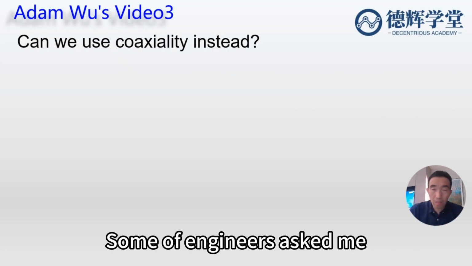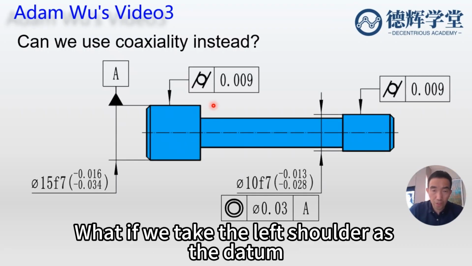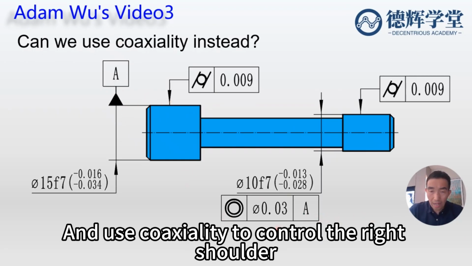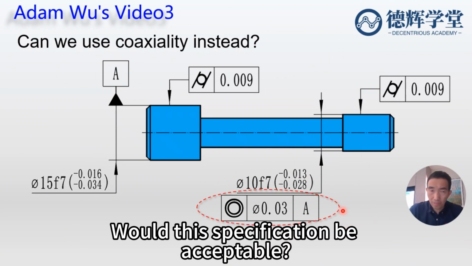Some engineers asked me, what if we take the left shoulder as the datum and use coaxiality to control the right shoulder, as shown here? Would this specification be acceptable?